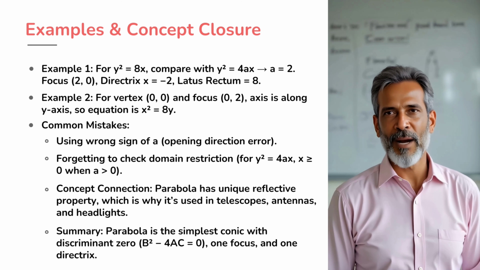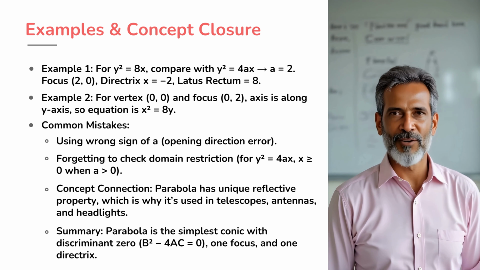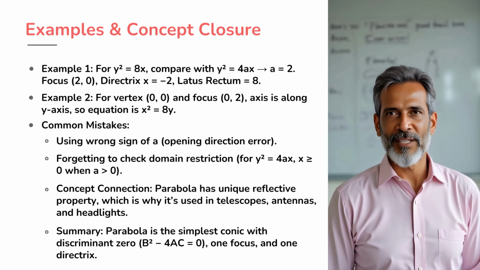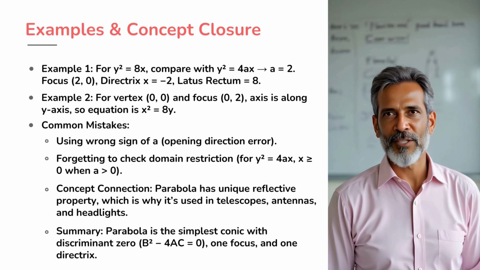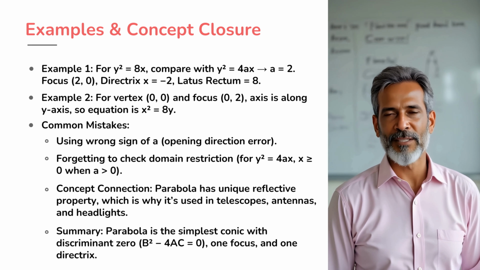Alright, let's apply what we've learned with a couple of examples. Example 1. The equation is y² = 8x. Compare it with the standard form y² = 4ax. From this, we can see that 4a = 8, so a = 2. Hence, focus is (2, 0), directrix is x = −2, and the latus rectum is 4a = 8 units.